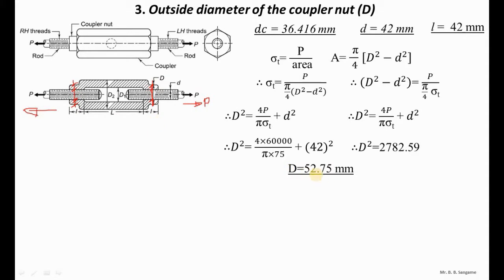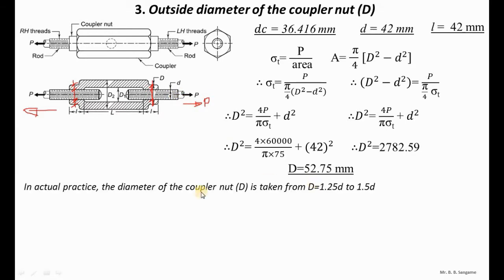One more way we can calculate the outer diameter of the coupler nut is by using the empirical relation. In actual practice, the diameter of the coupler nut D is taken from 1.25 d to 1.5 d. Let us calculate. For D equal to 1.25 d, it will be 52.5 mm, and for D equal to 1.5 d, it will be 63 mm.